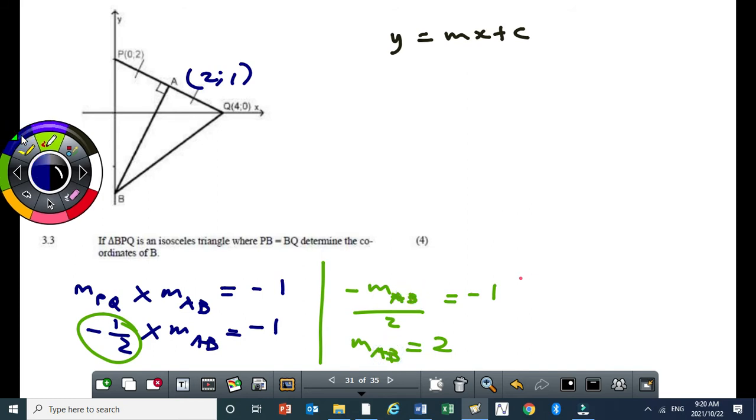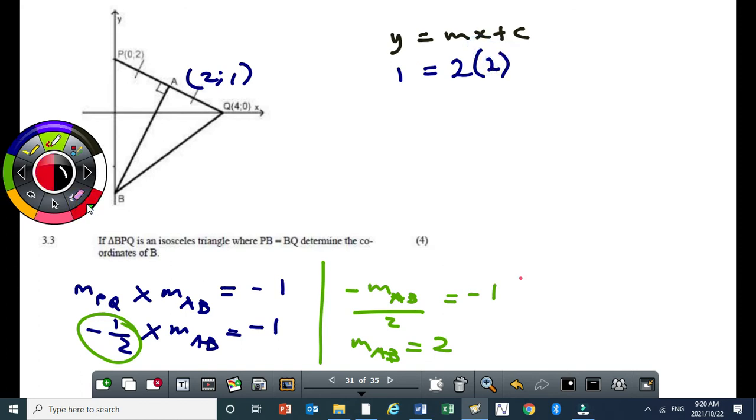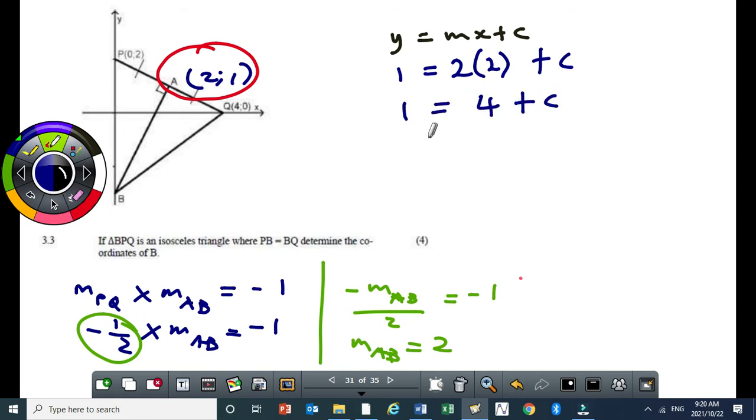So I'll use the coordinates of A together with the gradient of AB, which is 2. Where there is y, I'll put 1. Where there is m, I'll put 2. Where there is x, I'll put 2. Just to emphasize, I'm substituting those coordinates there, plus c. Let's see if your c will come out. I'm sure you can see that it's coming out. So 1 is going to be equal to 4 plus c. So c is going to be -3. Therefore, coordinates of B: x is 0, y is going to be -3.